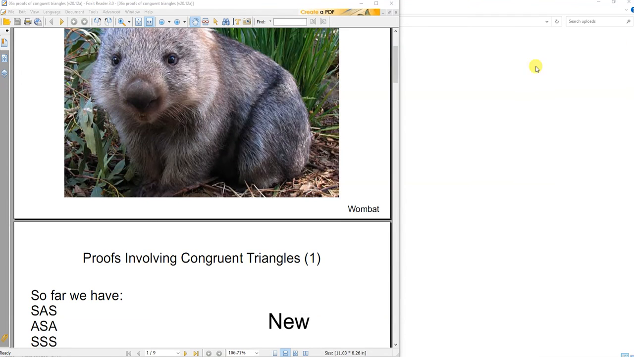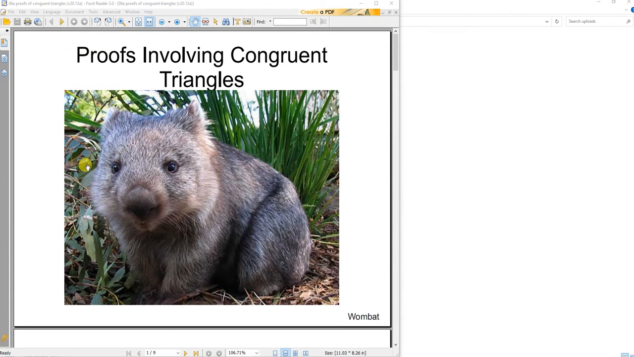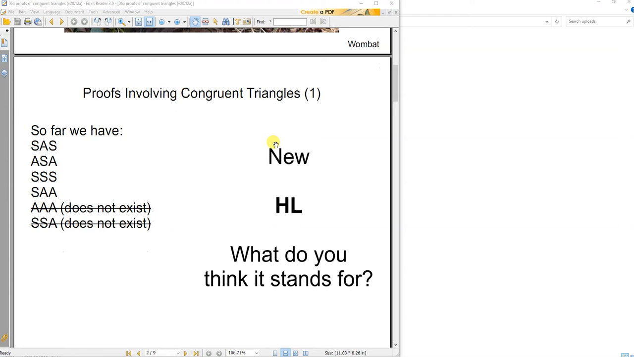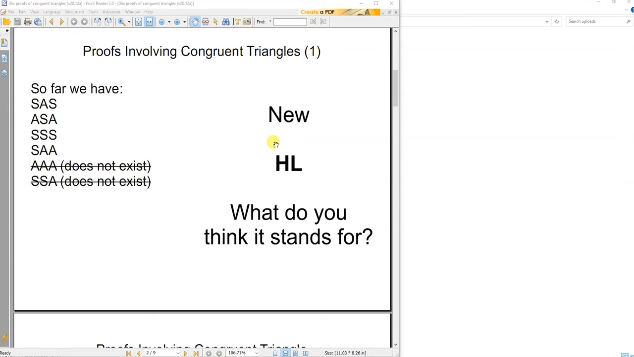All right, so today we're doing proofs involving congruent triangles. We're going to add something to our notes. We already know about side, angle, side; angle, side, angle; side, side, side; and side, angle, angle. Today we're going to add HL. Actually, no, before we do that, side, side, angle does not exist. Angle, angle, angle doesn't exist.